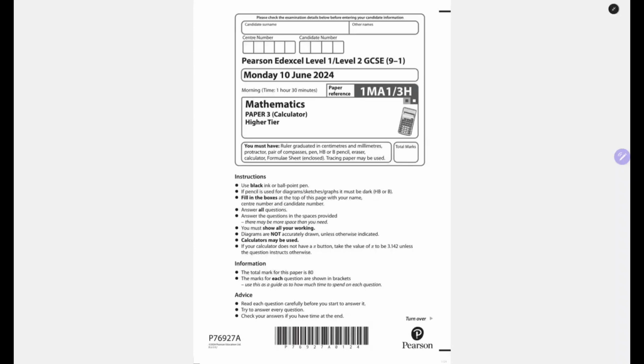Today we'll be going through the 2024 June Paper 3 Calculator Higher Tier paper. We'll be going through each and every question step by step to make sure that we get full marks. Let's get into it.